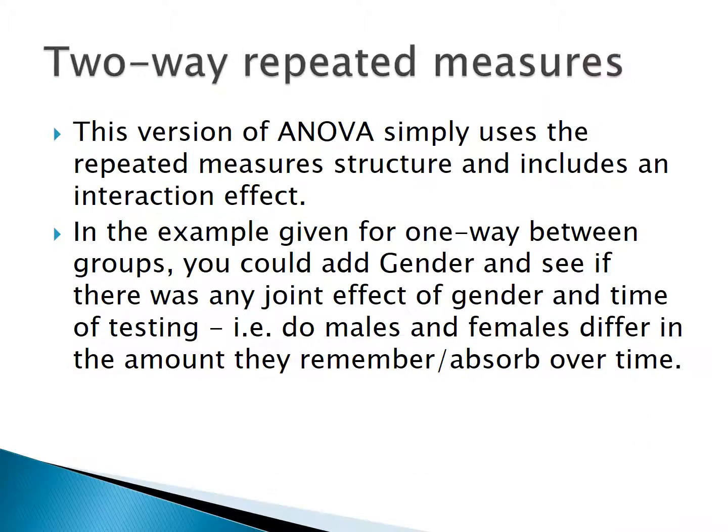The two-way repeated measures, in a similar way to the one-way repeated measures, is simply when you're looking at this effect over time, or you're repeating the same test. This version of ANOVA uses the repeated measures structure and includes an interaction effect. In the example given for one way between groups, you could add gender and see if there was any joint effect of gender and time of testing. I.e., do males and females differ in the amount they remember and absorb over time?